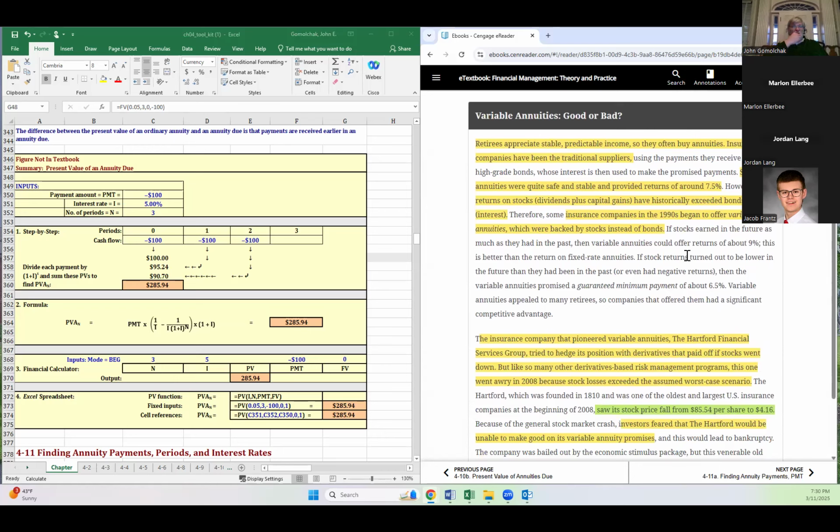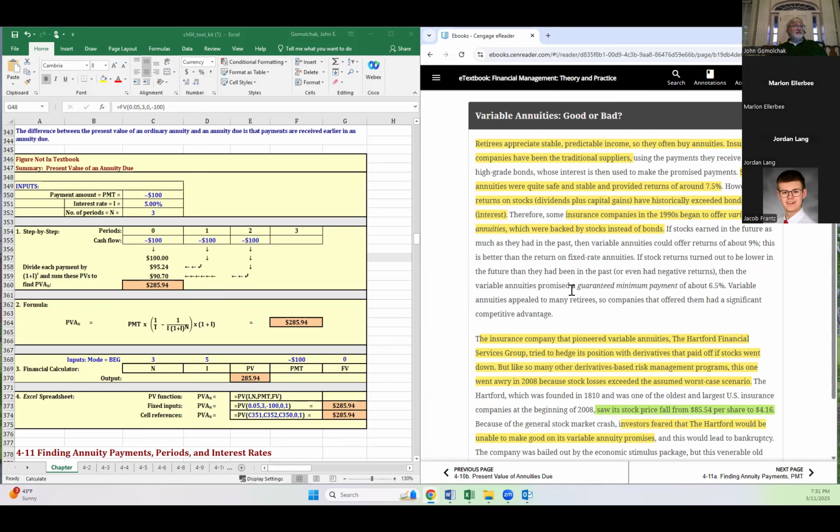Variable annuities. Retirees appreciate stable, predictable income, so they often buy annuities. Insurance companies have been traditional suppliers, using the payments they receive to buy high-grade bonds whose interest is then used to make the promised payments. Such annuities were quite safe and stable and provided returns of around 7.5%. However, returns on stocks, dividends, and capital gains have historically exceeded bond returns. Therefore, some insurance companies in the 1990s began to offer variable annuities, which were backed by stocks instead of bonds.